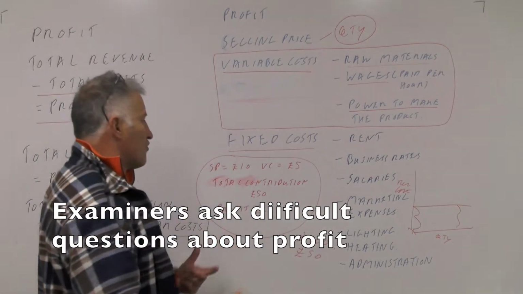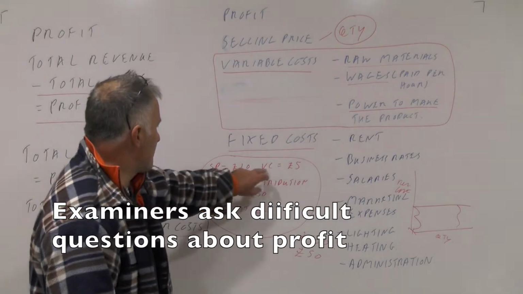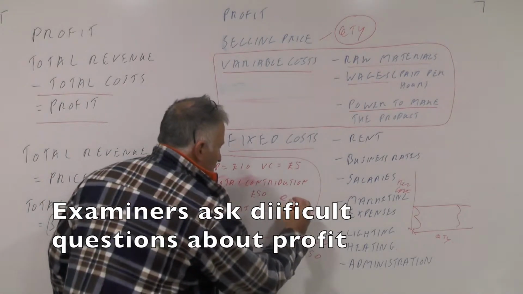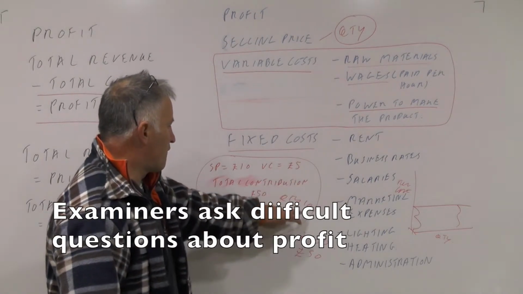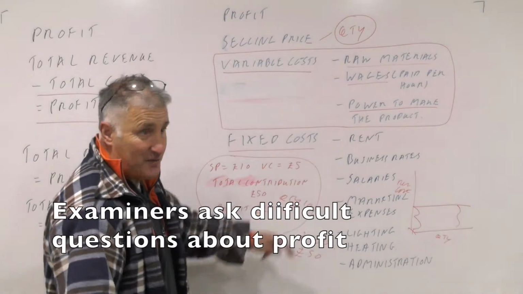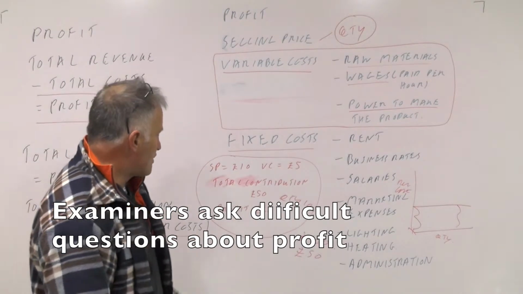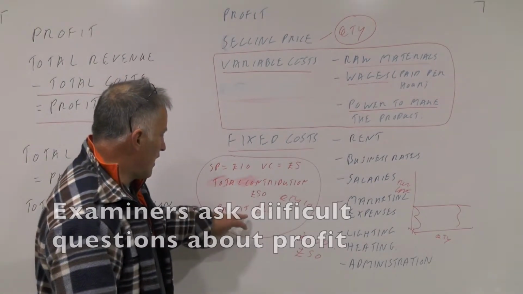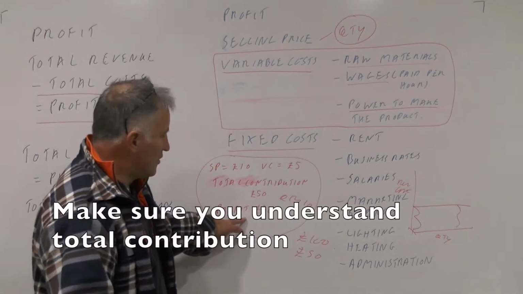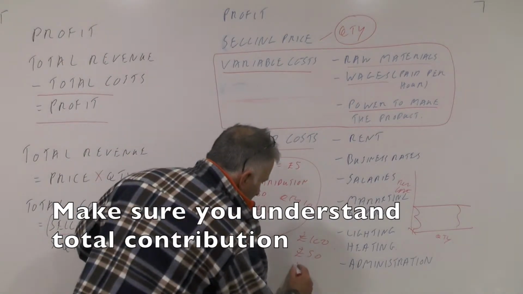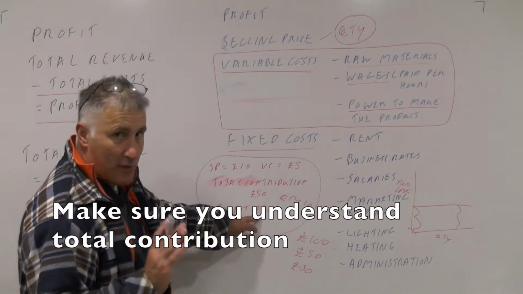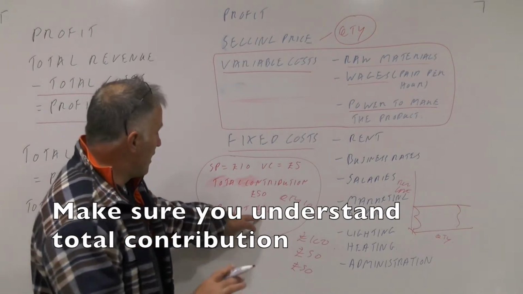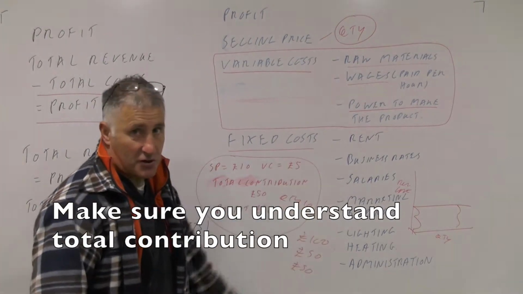Now to work out the total contribution, we do selling price minus variable costs. The quantity here is 10, by the way. Selling price minus variable cost, which is 5. 5 times 10 is 50, total contribution. So if we know that the total contribution is also £50, and we know that the profit is 20 quid, then we must know that the fixed cost here must be 30 quid.